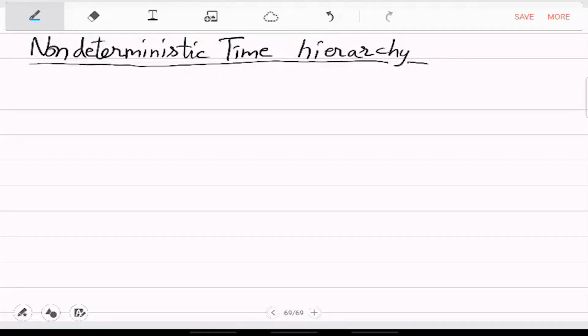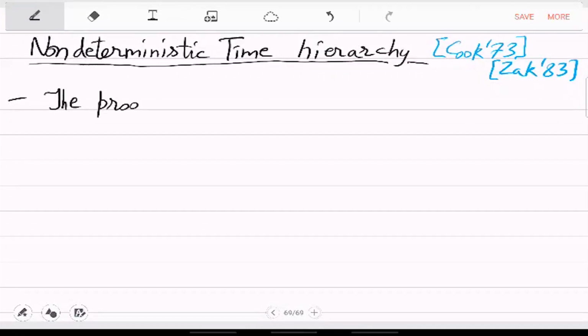So these will be theorems by Cook and Zak. Okay, we will present their proofs. Now this will not be very easy like it was for the time and space hierarchy theorems. This will be more complicated. So the proof here is quite involved.